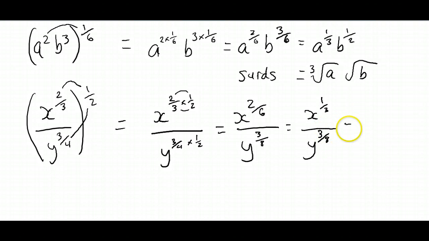Now again, we can turn this into surds if we want. So that would be the cube root of x. Got the 3 on the bottom there, so that goes there. The 1 doesn't do anything. Divided by, it's going to be the 8th root, which is a pretty scary looking root. And it's going to be y to the power of 3 inside. The 3 goes there, the 8 goes there. So there we go, that's how you would express that as a surd.